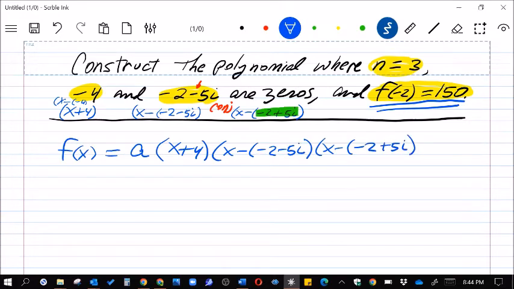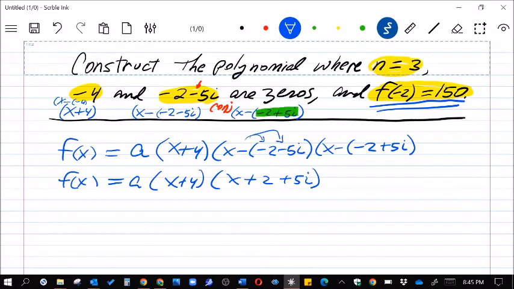All right, now the next step, we're going to actually do the inside parentheses part. So the function of x is equal to a, x plus 4, x plus 2 plus 5i. So we're going to distribute that to both. This is one of the places people tend to make errors, because they sometimes don't finish the distribution and they don't change the signs of both things they're supposed to. That's going to be minus 5i.